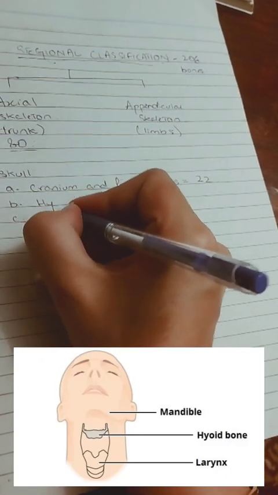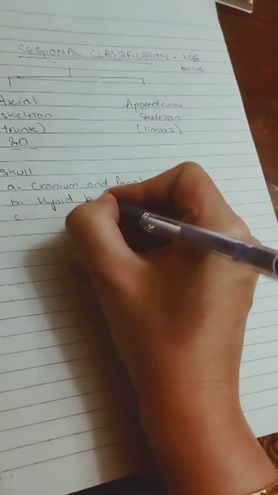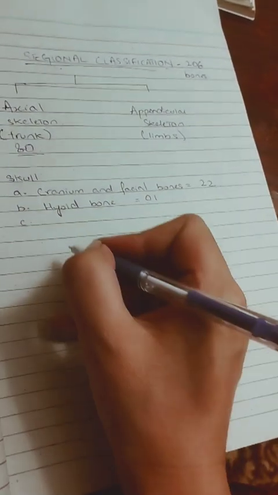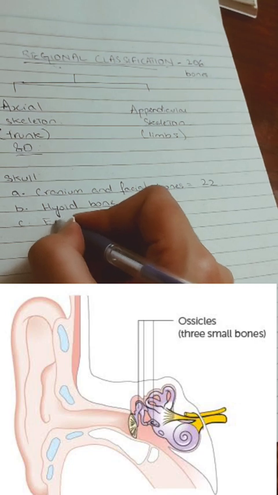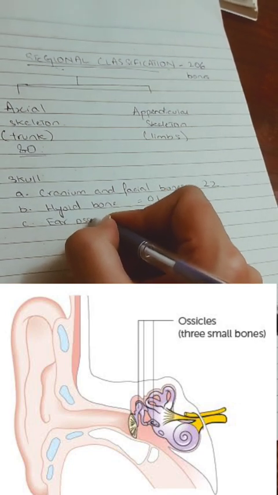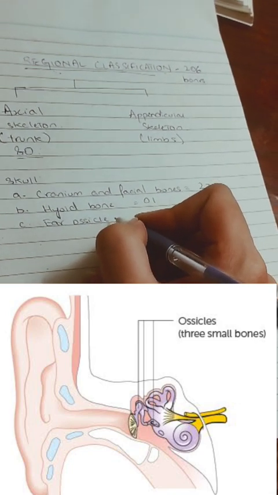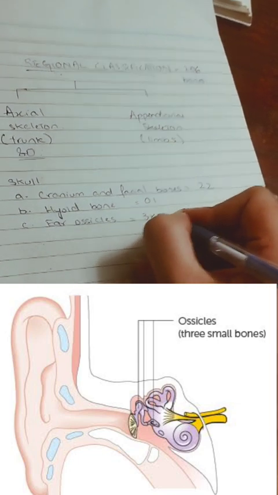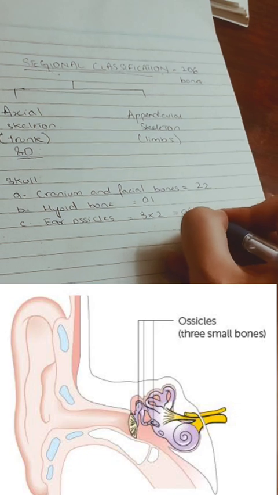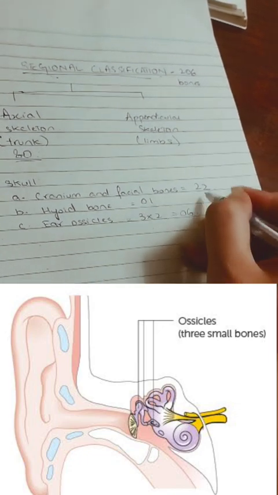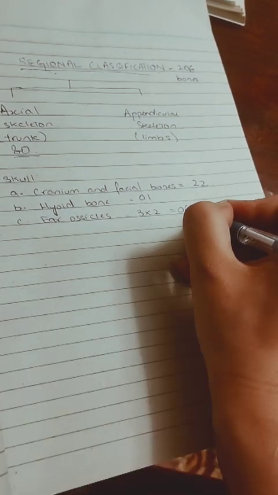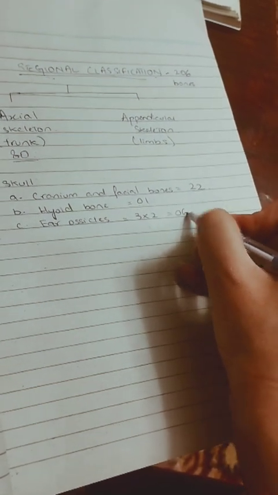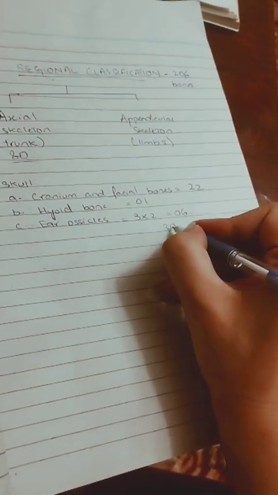There is a hyoid bone in the neck, which is a very small bone. It is a singular bone. Then there are three ear ossicles or three bones in each of the middle ear. Because there are three in each, so 3 into 2 makes a total of 6 bones. If you add these together, they number out to be 22 plus 1 is 23, and plus 6, these number out to be 30.